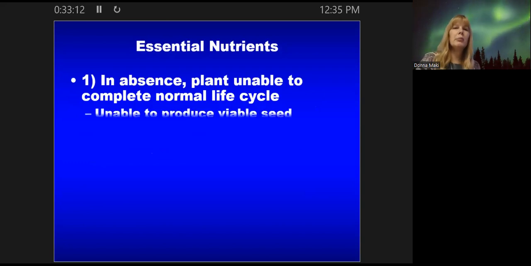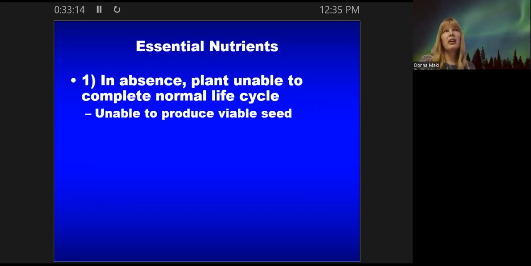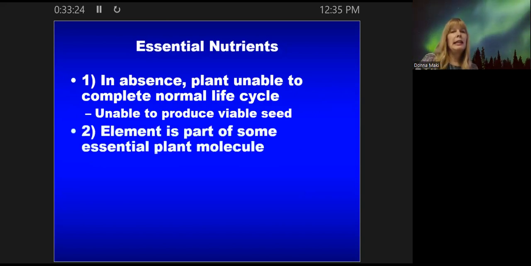That makes sense if you think about it. So another way to think about it: the plant might be able to grow, but it wouldn't make it all the way to flower and seed production. Or maybe it could flower, but not do the seed. And so somewhere along the line, it just peters out and dies.